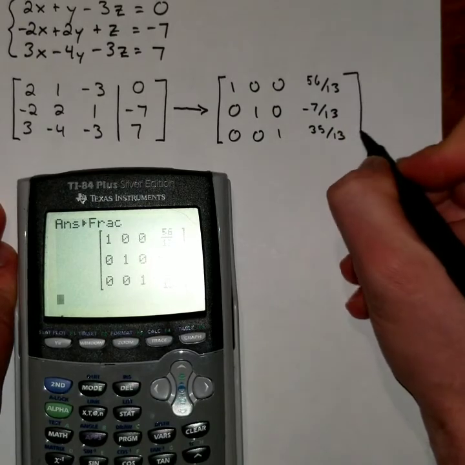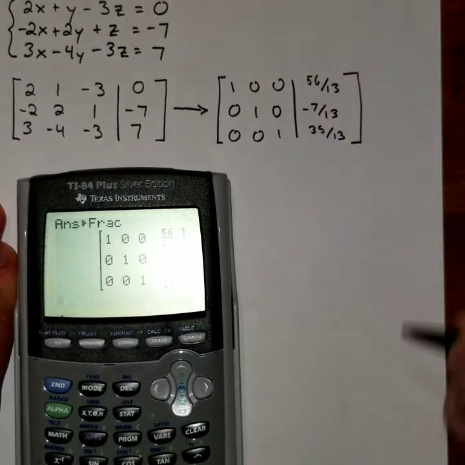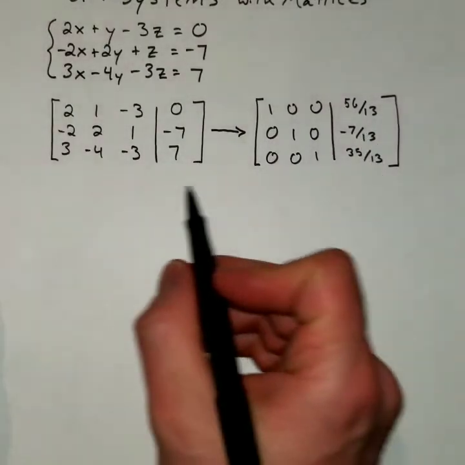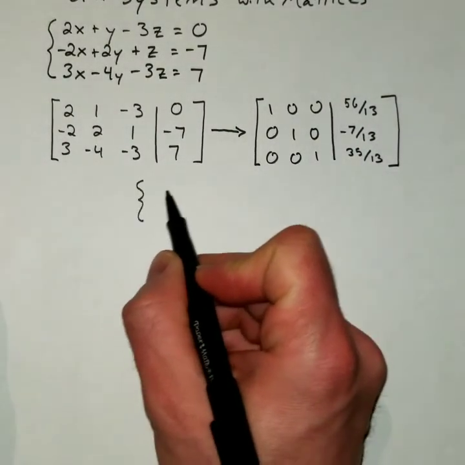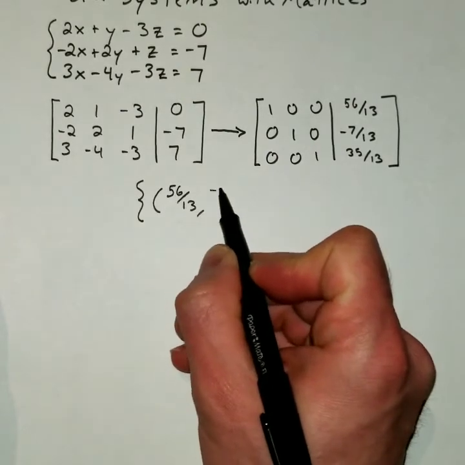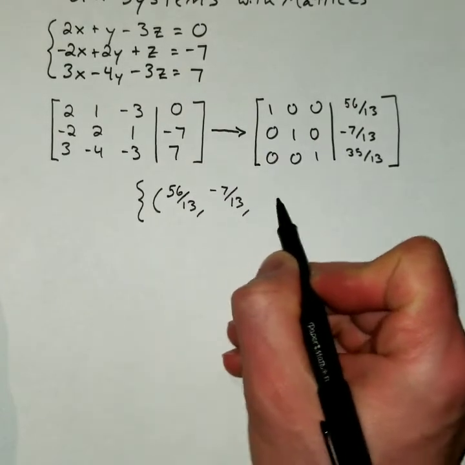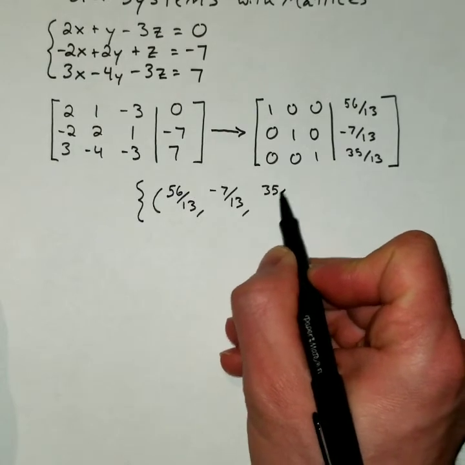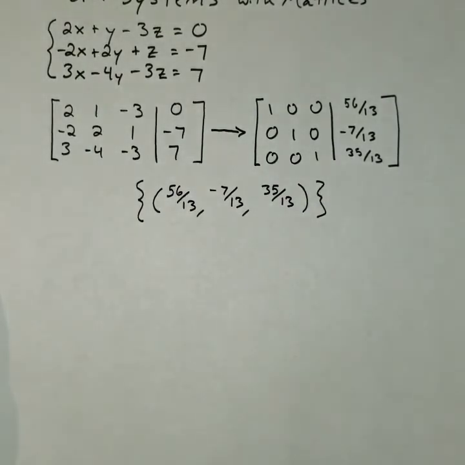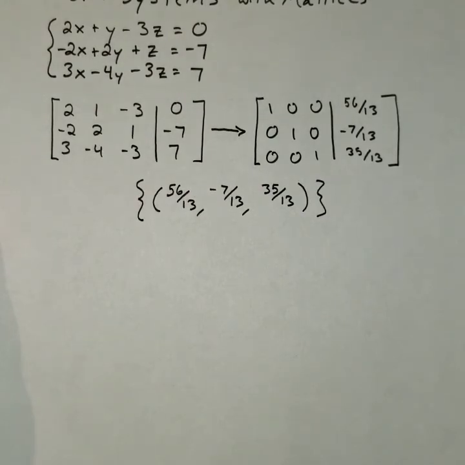35/13. And then I've got to get the final answer, which is the ordered triple in a solution set. So 56 over 13, -7 over 13, 35 over 13, and that is our final solution. These three items are what I would expect to see on a test if you use the calculator matrix.